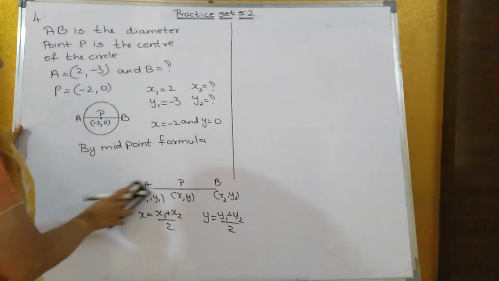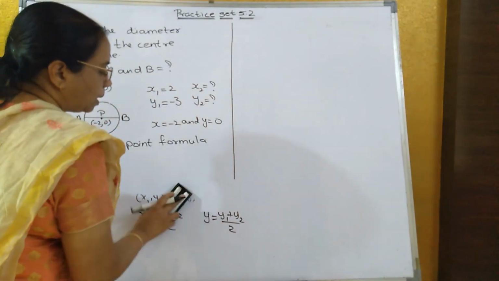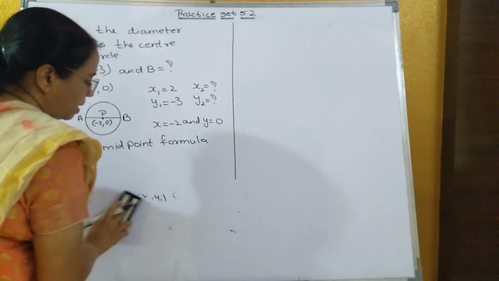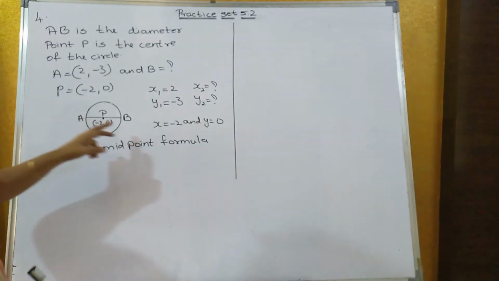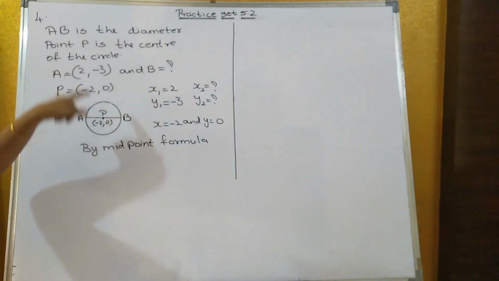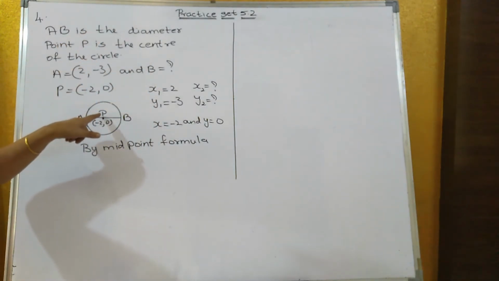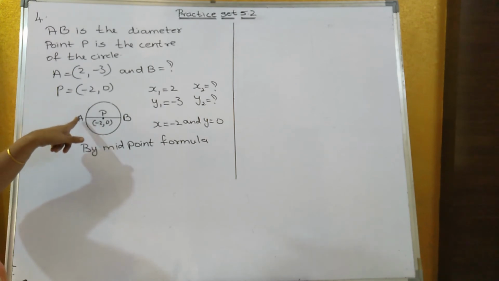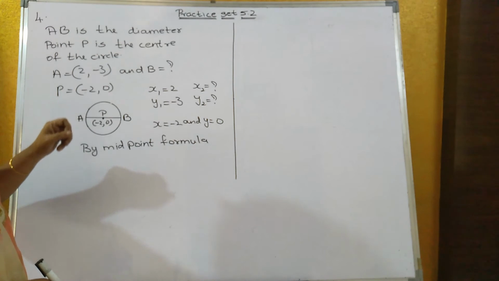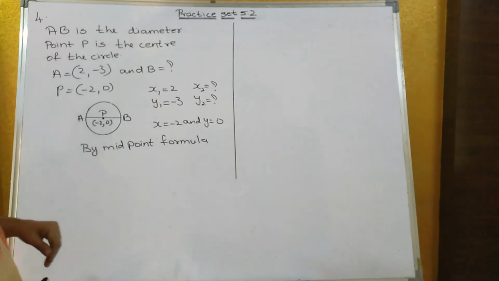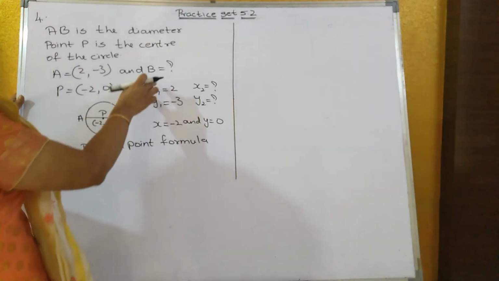So in the fourth sum we have to use a midpoint formula. Why? Because they have given that segment AB is a diameter and point P is a center. So the point P is in the middle of segment AB, that is the diameter of the circle. So point P is a midpoint. So by using midpoint formula we have to find out the coordinates of B.